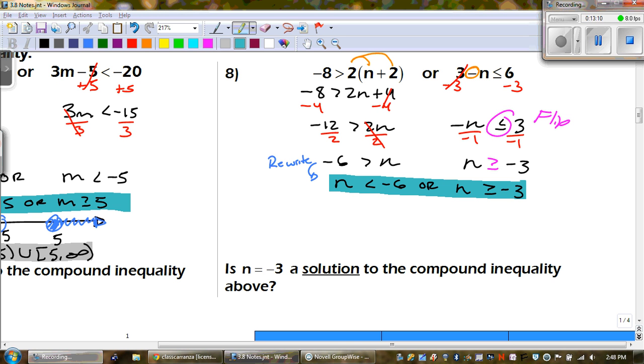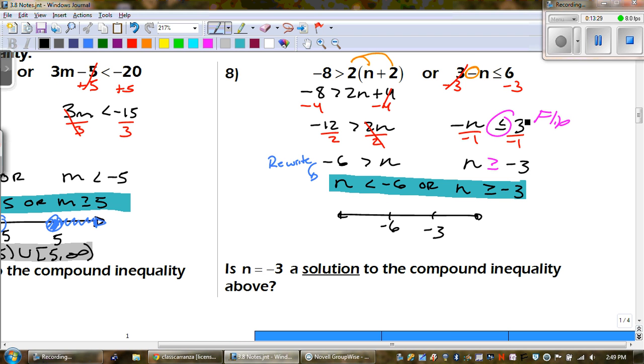Okay, there's all your work right there. She got n is less than -6 or n is greater than or equal to -3. Now remember on the first part, we had to rewrite that so the variable was first. And on the right side, we had to divide by a negative, so you had to flip the sign. Okay, so we're open at -6 and we're closed at -3.